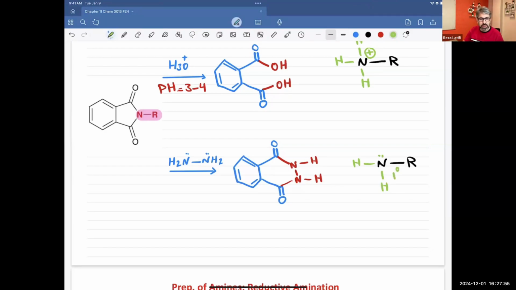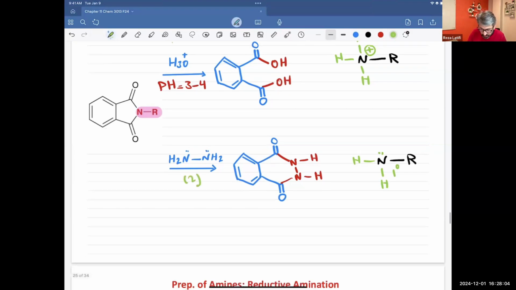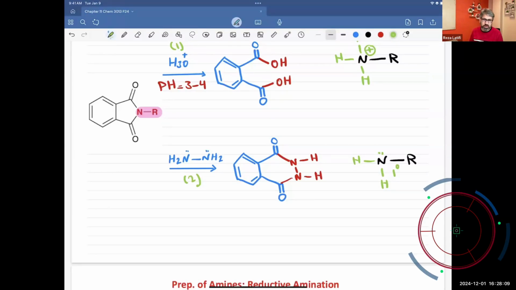The nice thing with the neutral method, I call this one the second method and that one the first method, is that the second method will give you a primary amine. The only thing you need to do is separate it from the side product.